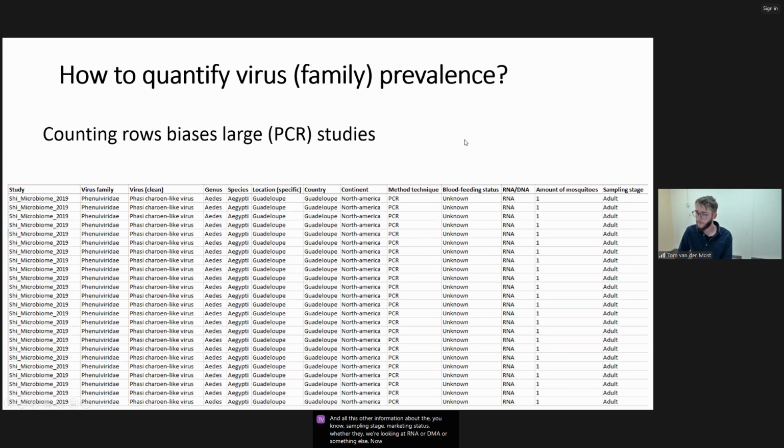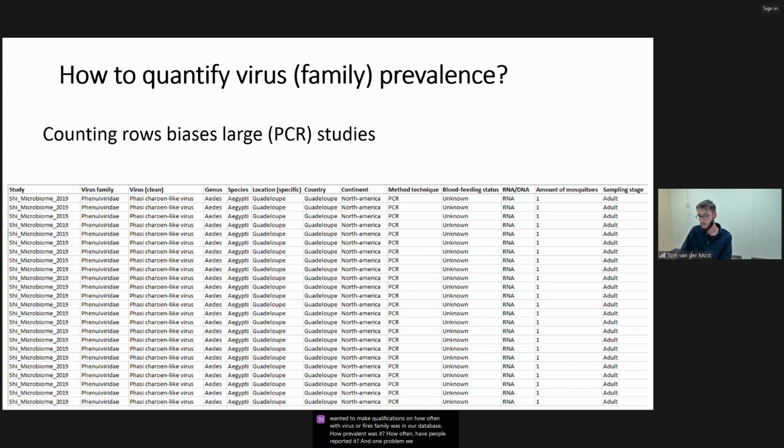Now, for a lot of the questions we wanted to ask, now that we had this database, we wanted to make quantifications on how often a virus or a virus family was in our database. How prevalent was it? How often have people reported it?